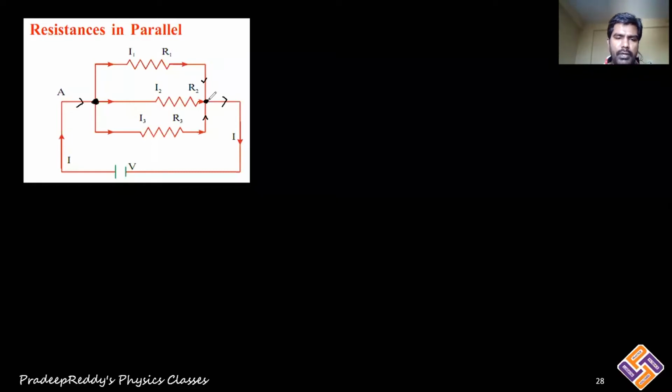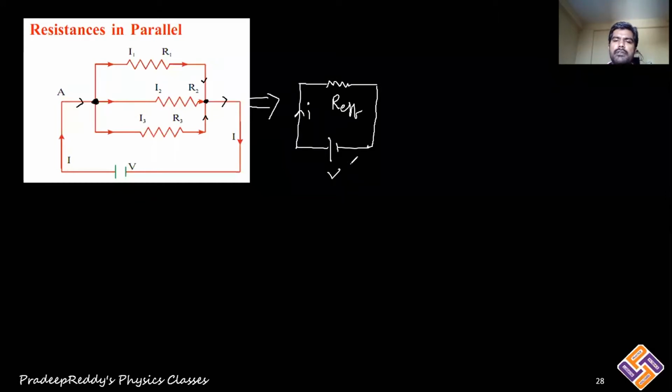So clearly you can understand that whenever resistors are connected in parallel, current gets divided because there are different paths for current to flow through these resistors, and the effective resistance of this whole circuit can be simply seen as R effective. I consider this as R effective, the battery potential is V, and let me consider that I amount of current is flowing through the circuit.